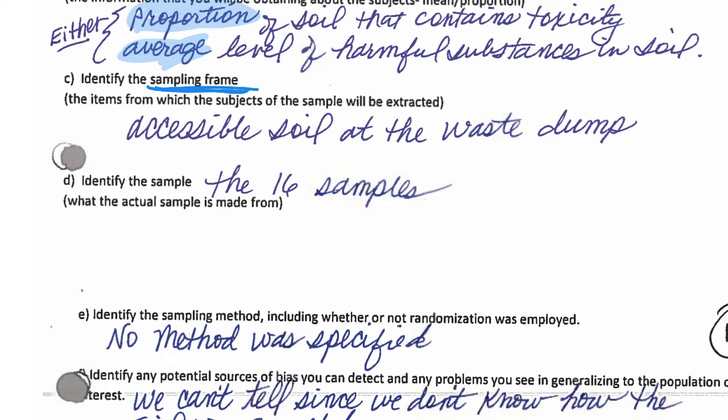I want to make a conclusion about all of the soil there, but I might not be able to actually get to all the soil. Maybe some of it's underneath a big pile of cars. Maybe it's under some buildings. So I can't actually sample all of the soil. So where my samples come from is the soil that I can actually access. So the accessible soil at that waste dump. That's my frame. Okay, and then of course, the sample itself is those 16 samples.